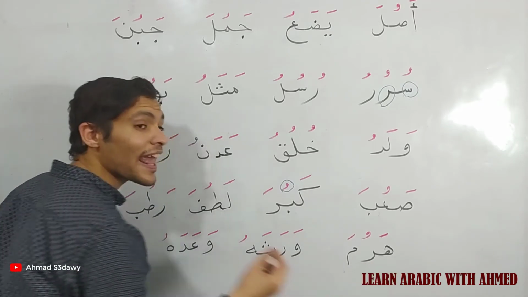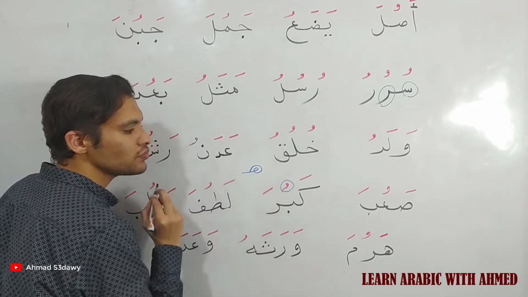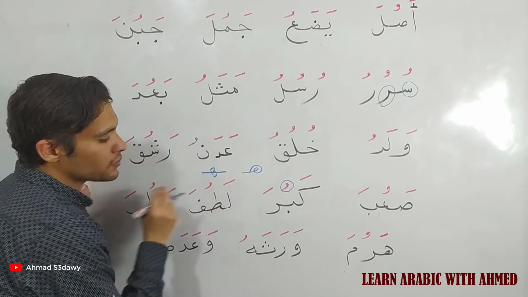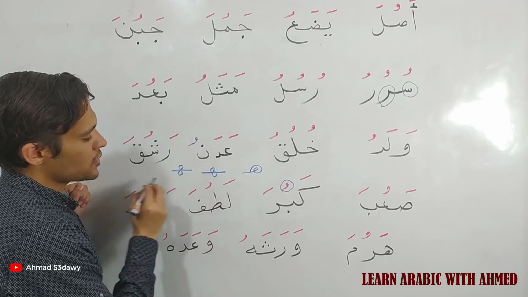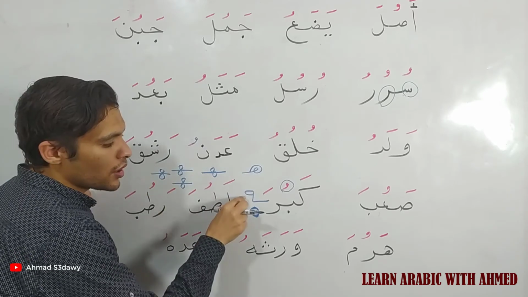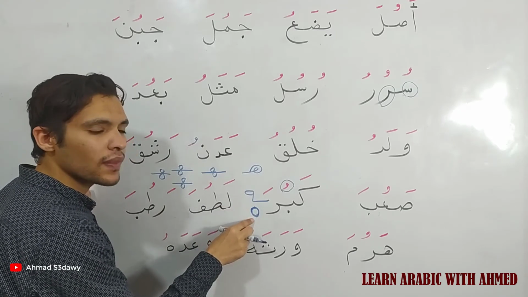I want you to know that the ha in the beginning is written like this. When it comes in the middle, you have to write it this way. It's kind of like 8. You write an 8 and you do this. Here, ha like at the end. And here, ha at the end.